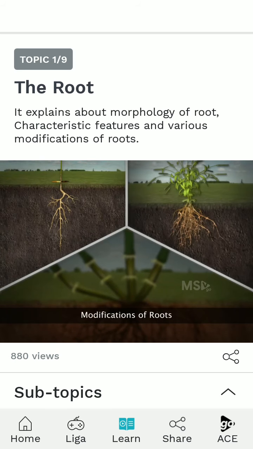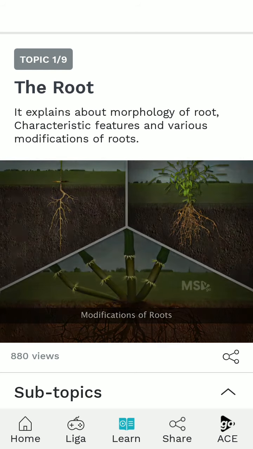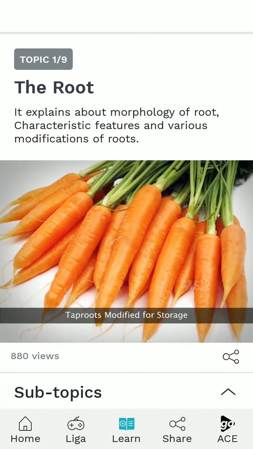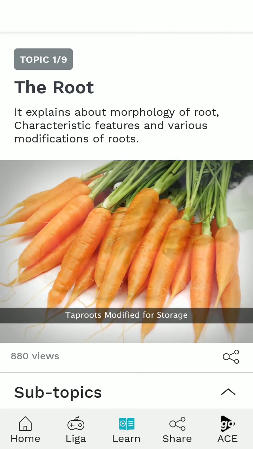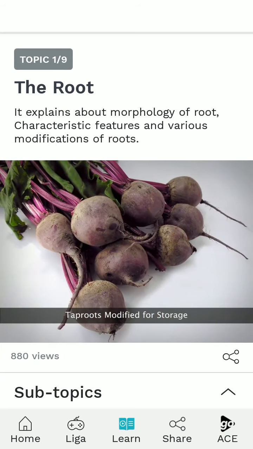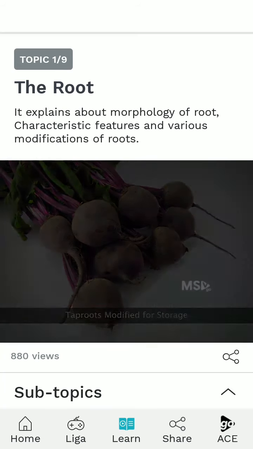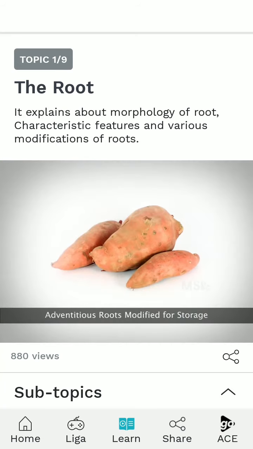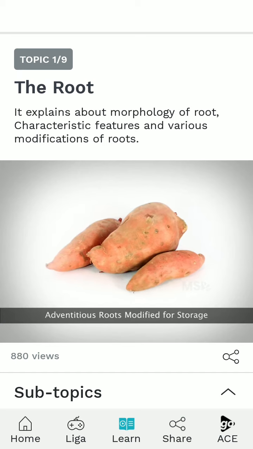Taproots, fibrous roots, and adventitious roots are often modified for special purposes in some plants. For example, in carrots, turnips, and beet, the taproot becomes swollen and is used for storage. Similarly, the sweet potato is a modified adventitious root used for storage.